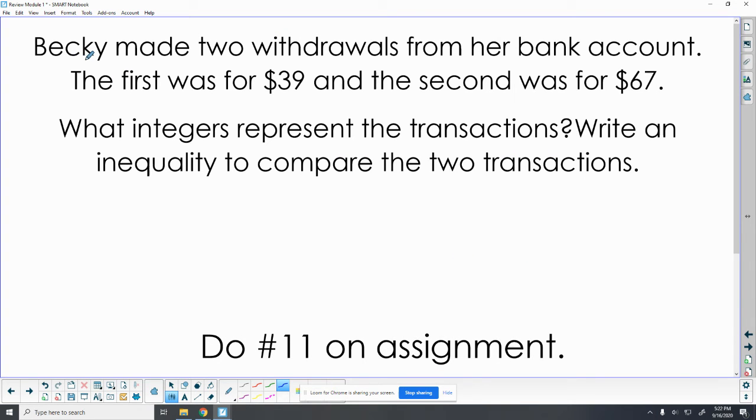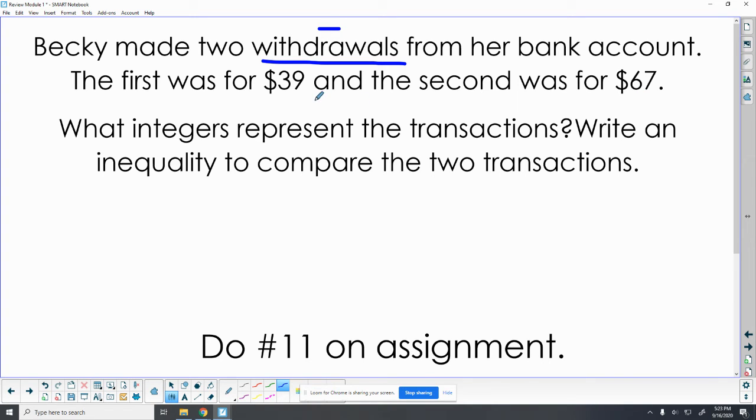Becky made 2 withdrawals from her bank account. So that means we are taking money out of our bank account. The first was for $39. So yes, Becky now has $39, but her bank account is $39 less. And then she took out a second for $67. So again, she has that amount.